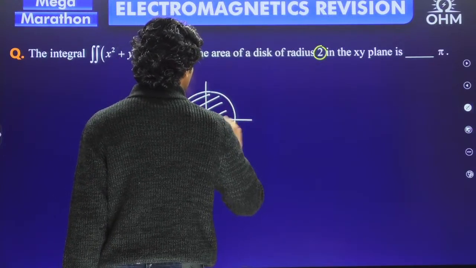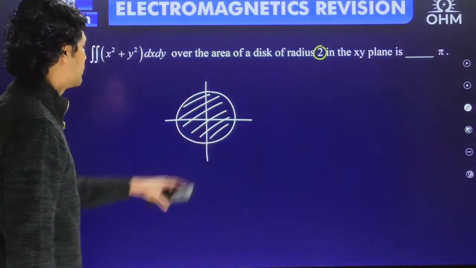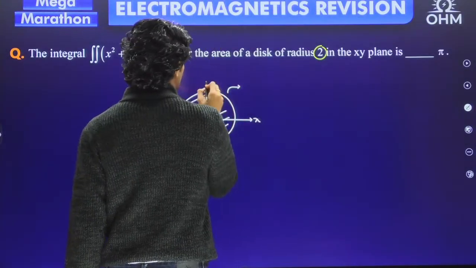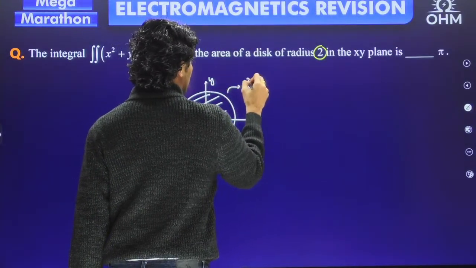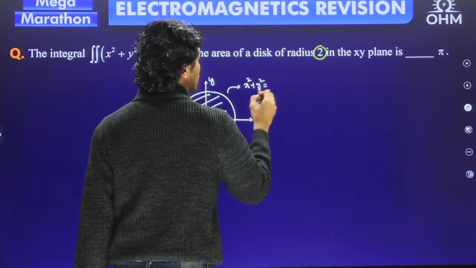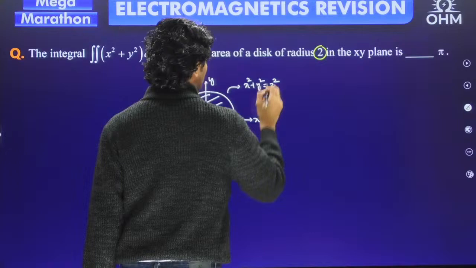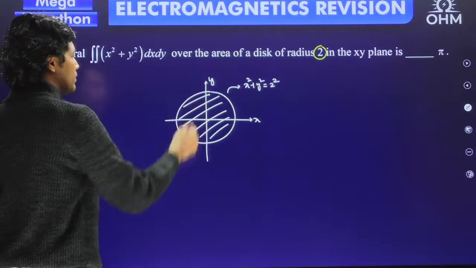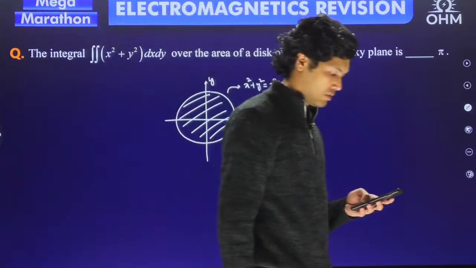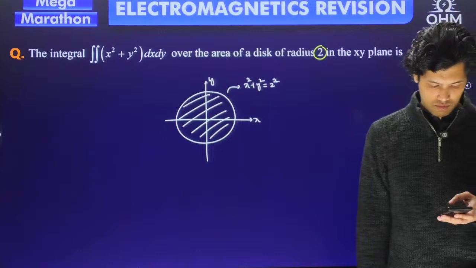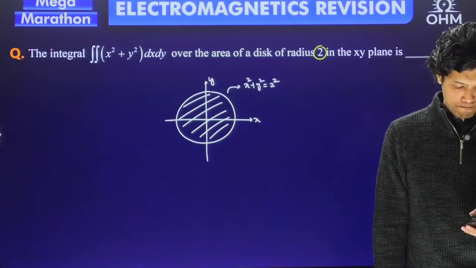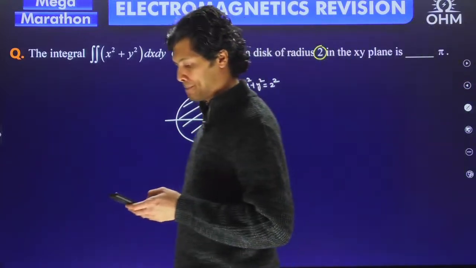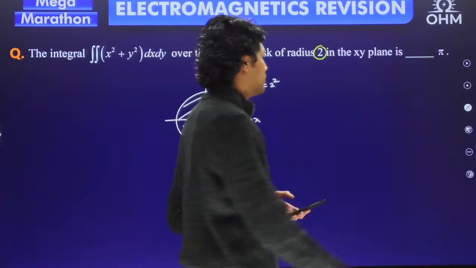So this is the surface. You are supposed to perform the integration over this particular surface. And what is the equation of this? This is the x-axis and this is the y-axis. This is x square plus y square equal to radius squared, the radius is 2, so 2 square. So you have to perform this integration over this area. Okay, how do you do it?